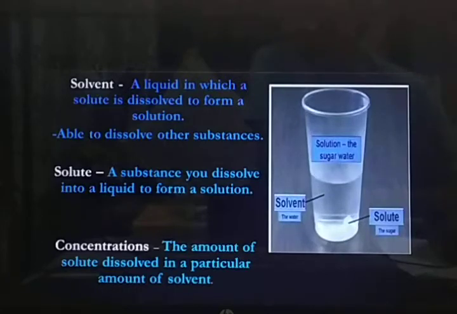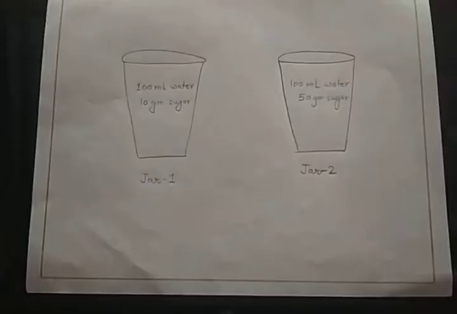Okay, now we are going to talk about the concentration. What do you understand by concentration? So taking an example for it. Okay, so this is the example. We have taken two jars. In jar 1 and jar 2, in both we have taken the same amount of water, 100 ml of water. In jar 1 we have taken only 10 gram of sugar, and in jar 2 we have taken 50 gram of sugar. Okay, now we have made a solution from it.